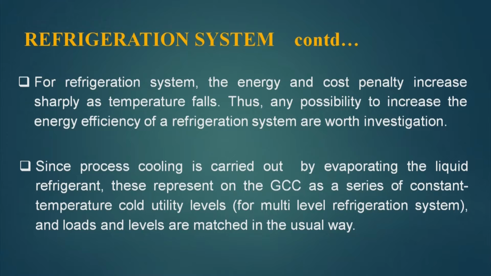Since process cooling is carried out by evaporating the liquid refrigerant, this represents on the GCC a series of constant temperature cold utility levels. As the cooling takes place by the evaporation of refrigerant liquid, till the liquid is present, the temperature does not change, because the liquid takes latent heat of vaporization from the system and converts itself into vapor.